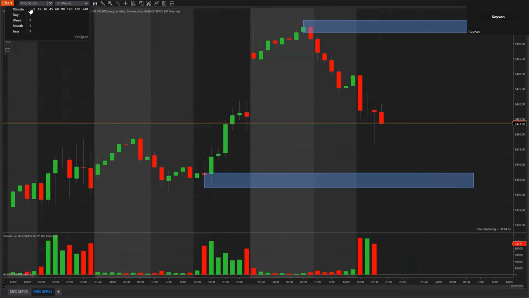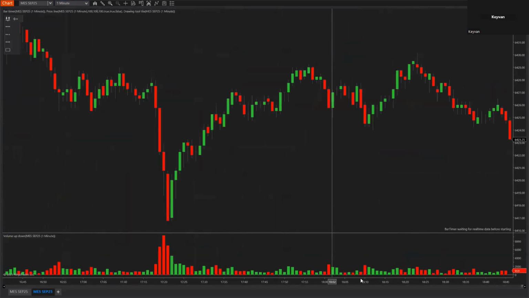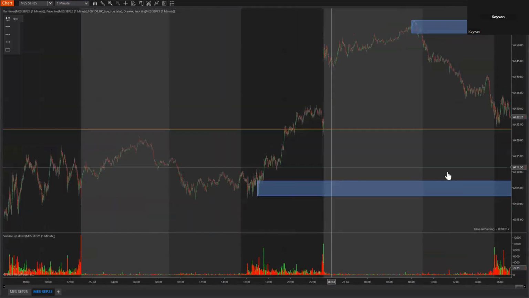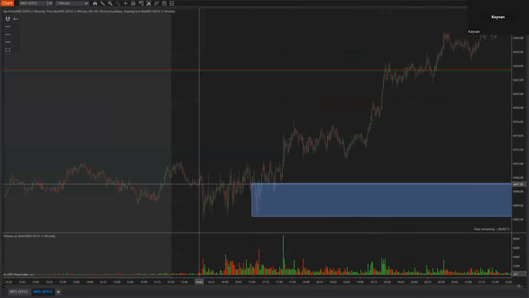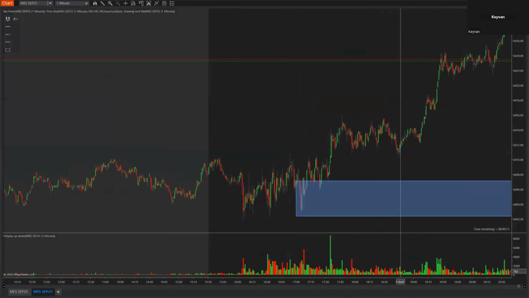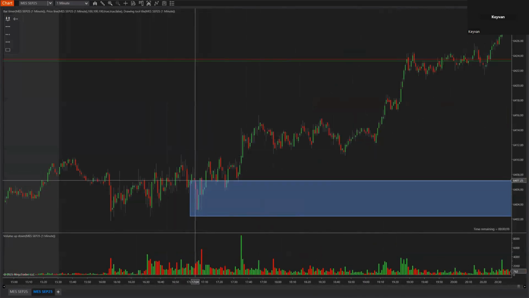Now let's take a look at the M1 and see if we can find some consolidation. And there you go. Look at that, guys. This is just super clean. How much consolidation and position stacking was happening at this level, right?